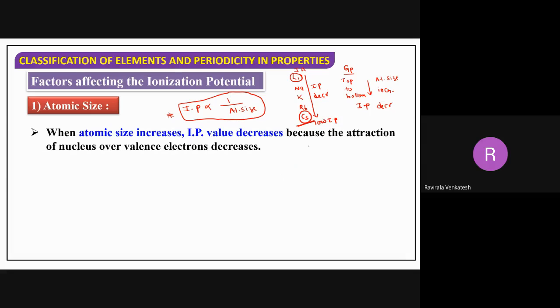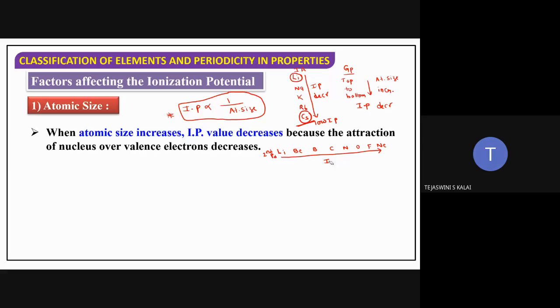Correct? Next, let me take a period. Lithium, beryllium, boron, carbon, nitrogen, oxygen, fluorine, neon. Now here it is a period, which period? The second period, right? Now from lithium to neon, tell me the ionization potential.